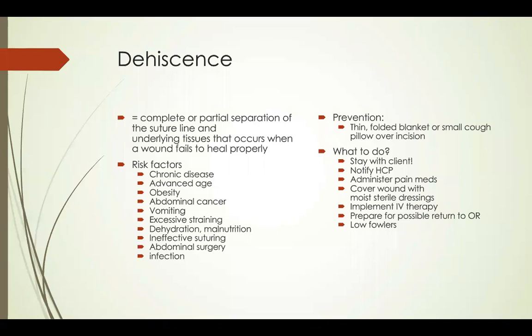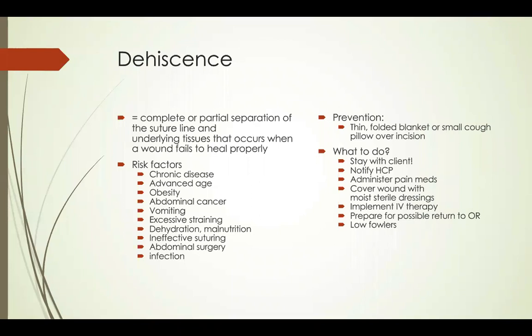The people who are at risk for this are someone who has a chronic disease, someone who's obese, someone who's older, they have abdominal cancer, their belly's bigger, they've been vomiting because of the pressure, they have a lot of straining from their belly, they're dehydrated, don't have enough nutrients, the sutures were ineffective. If they've had belly surgery, that's where it most commonly happens, or if there's an infection.